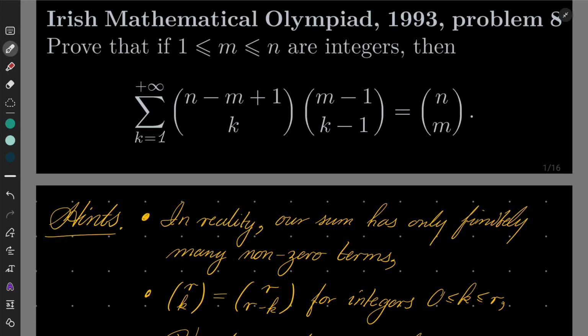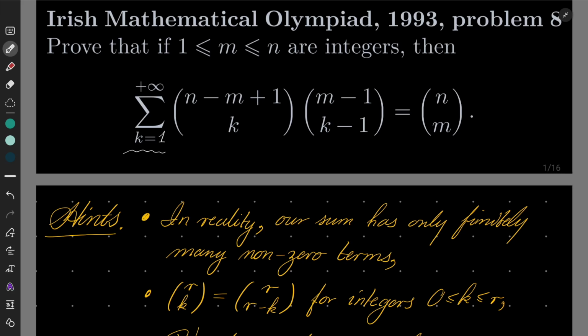Hello friends, in this video I'd like to solve the following problem from the Irish Mathematical Olympiad 1993, problem number 8. We want to prove that if 1 is less than or equal to m and m is less than or equal to n, and if they are integers, then the sum from k equals 1 to infinity of (n minus m plus 1 choose k) times (m minus 1 choose k minus 1) equals n choose m.